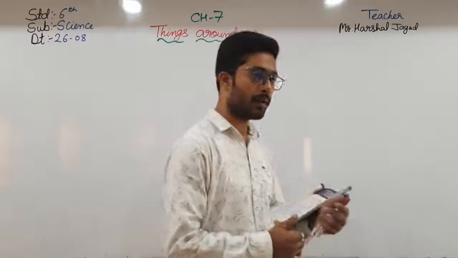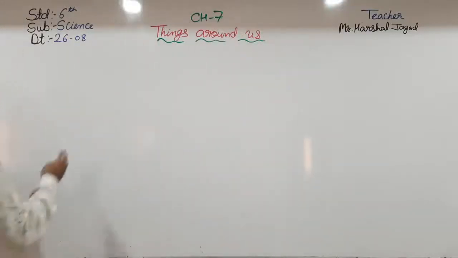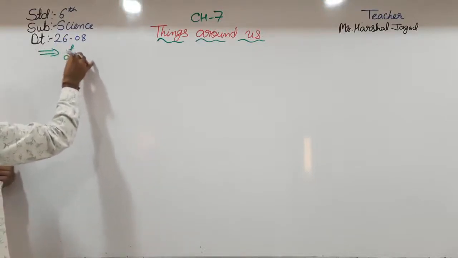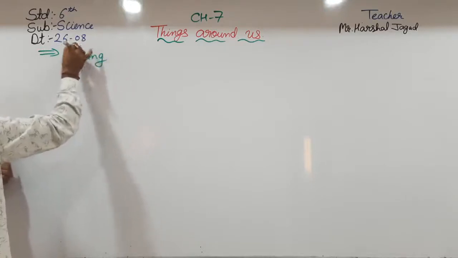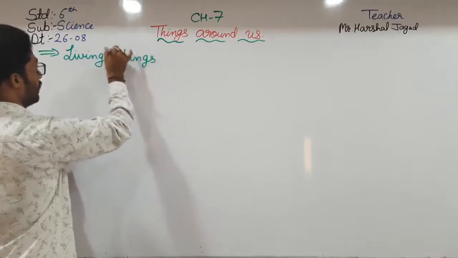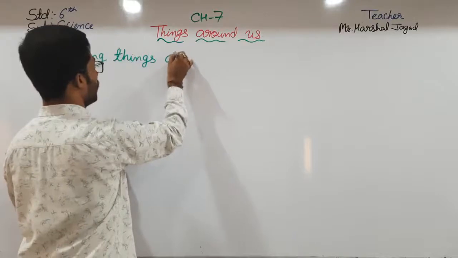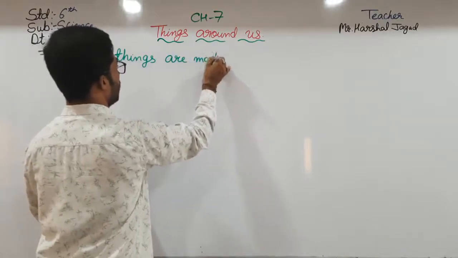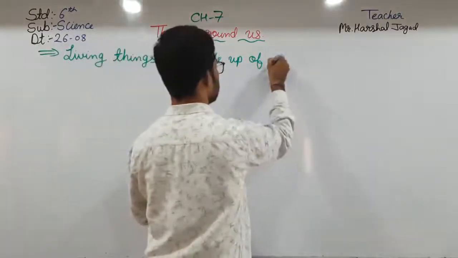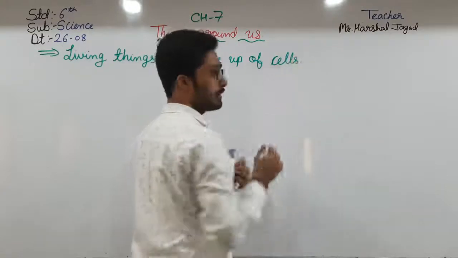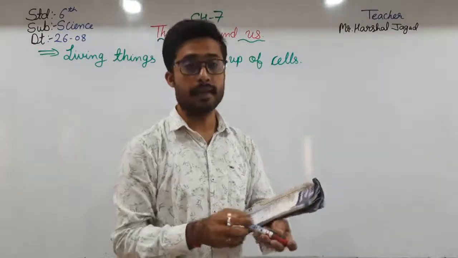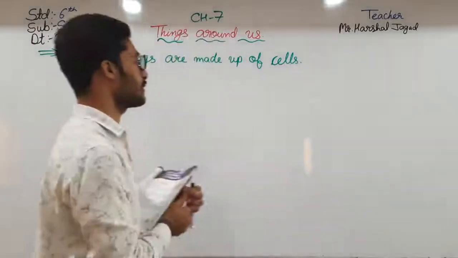So if I talk about the living things, living things are made up of cells. Living things are made up of cells. So first of all, what is the cell? Here the definition is given, which I am just writing over here.